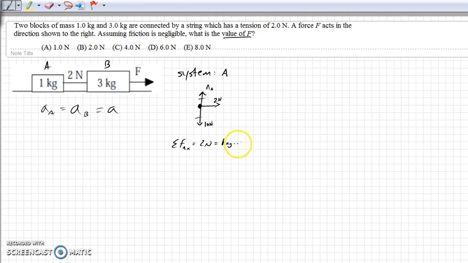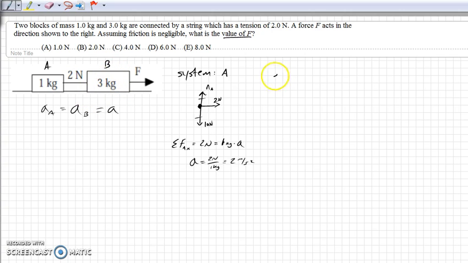So rather than call this acceleration sub A, I'm just going to go ahead and call it A. And then that will be useful for me because I can say what A is equal to. Now, A is going to be equal to 2 newtons divided by 1 kilogram. And 2 newtons divided by 1 kilogram is just 2 meters per second squared. Okay, so since I know what the acceleration of block A is, I know what the acceleration of the system is. So now I could solve this as one system, system B.